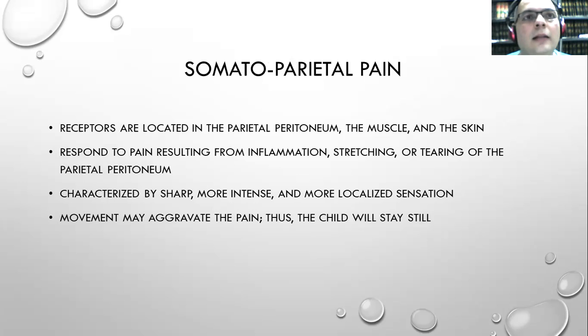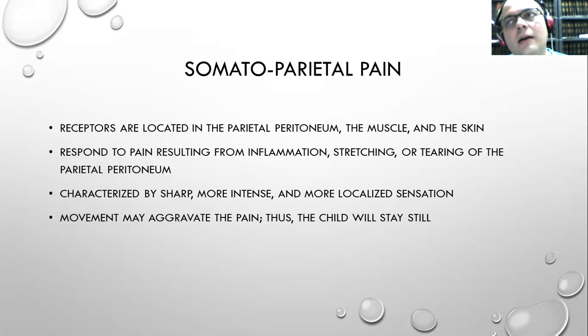Then the another type, the site of presence of the pain receptors, is the somatoparietal. That means the receptors are located on the parietal peritoneum, the muscle, and the skin. On all these parts, they have the pain receptors: the parietal peritoneum, the muscles, and the skin.